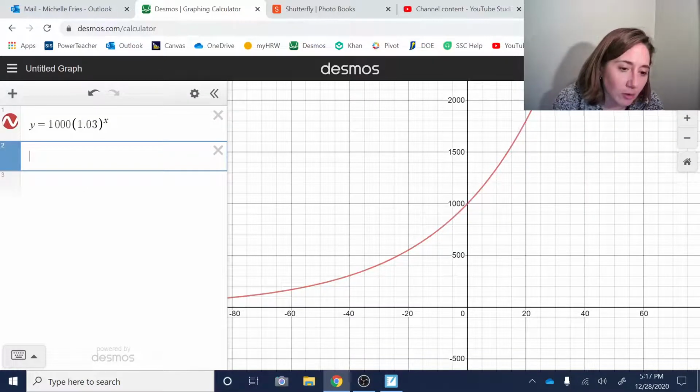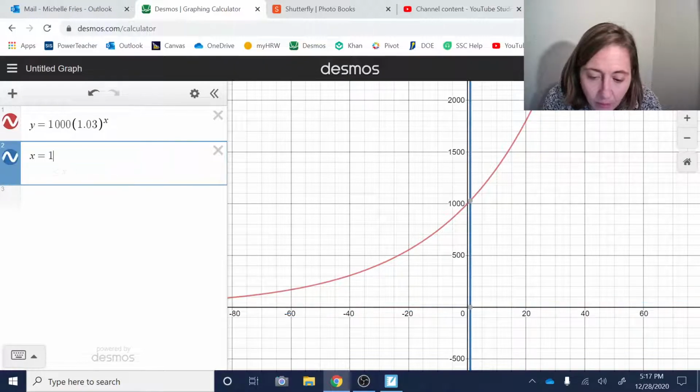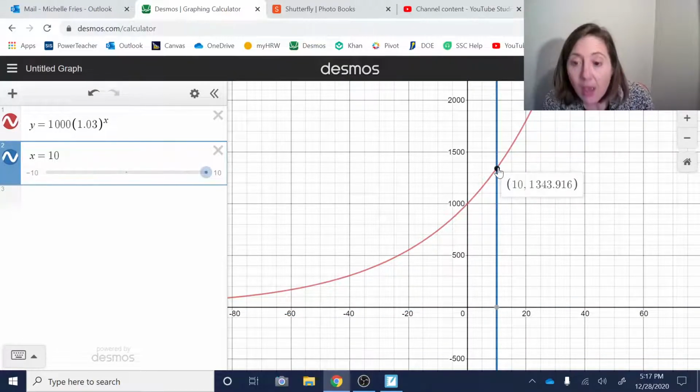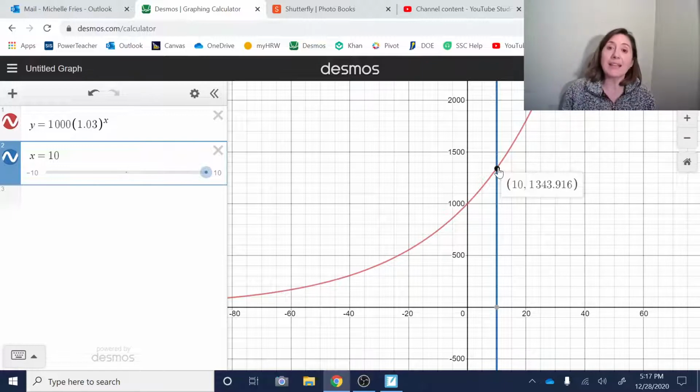Okay, I'm going to do it the cheater way. I want x equals 10. That'll give me a gray clickable dot. Okay, so look at the y value of that. See that $1,343.92? That's how much money you would have in the account.